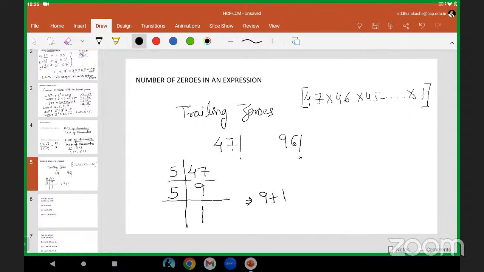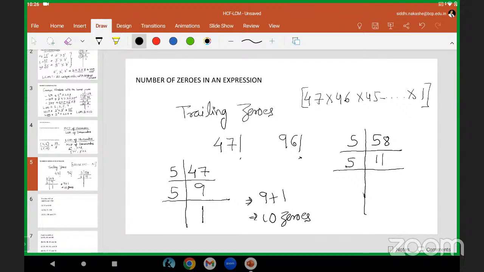Similarly, if we carry out for 58, suppose 58 factorial. So when we talk about 58, the closest number here is 11, 5 11s are 55. Again, the closest number here is nothing but 2, 5 2s are 10. So now you will have the answer as 13 zeros.